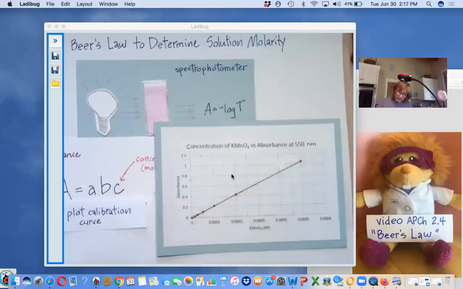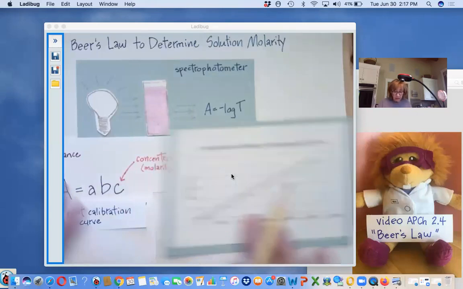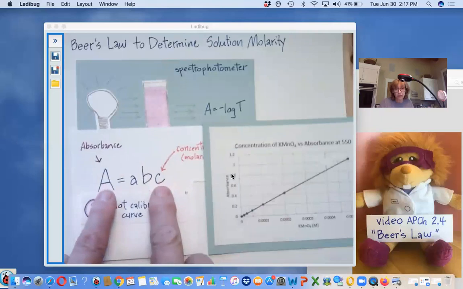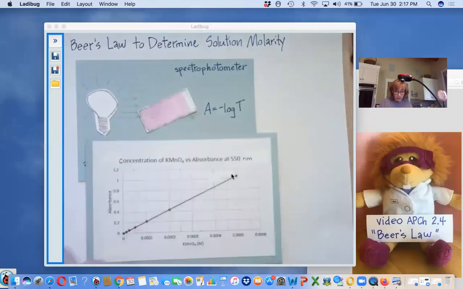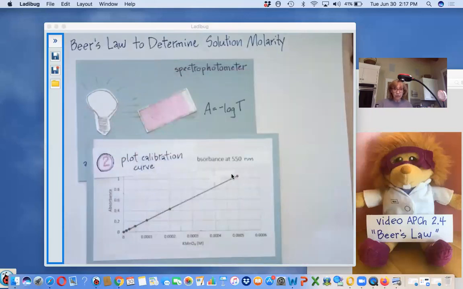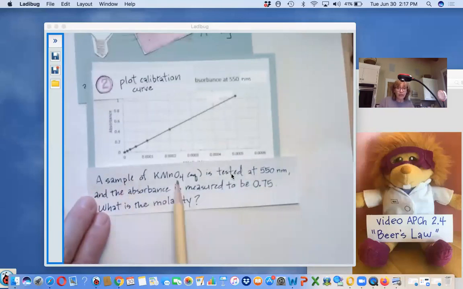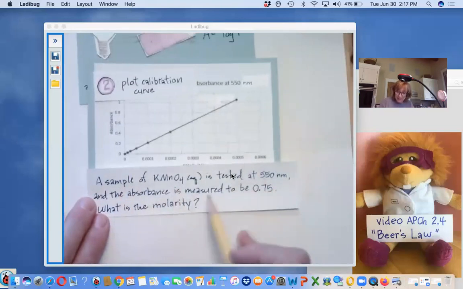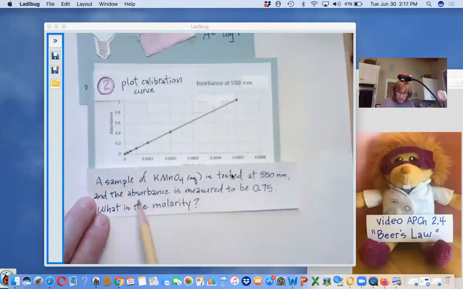You can see that this calibration curve is a straight line. That's because there is a direct relationship between these two variables. Well, once you've got your calibration curve plotted, then you could answer a question like this. Let's suppose you had a sample of the same stuff. You're going to test it at the same wavelength, and you measure its absorbance to be 0.75.